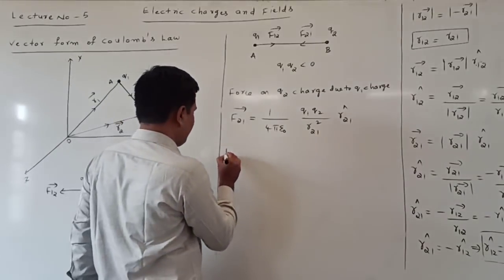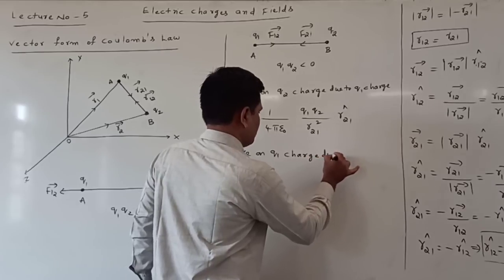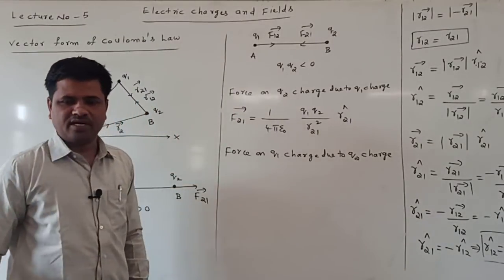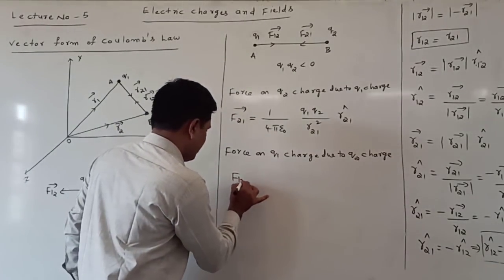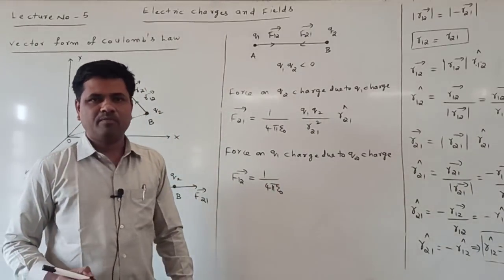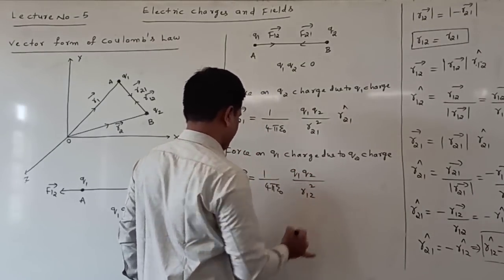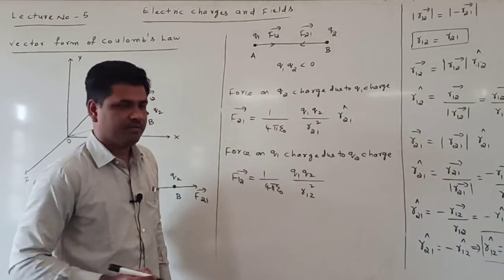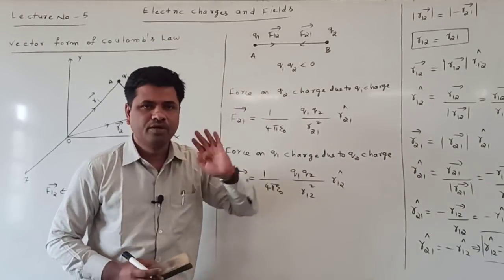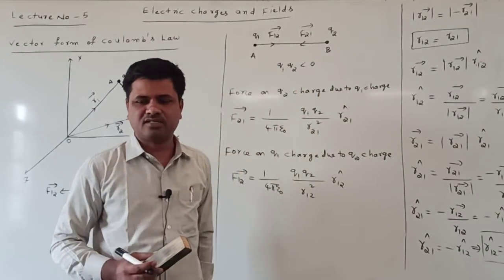Now next I am writing the force on the Q1 charge due to the Q2 charge. That can be written as F12 bar is equal to 1 by 4 pi epsilon naught Q1 Q2 by r12 square into r12 cap. This is the force on the Q1 charge due to the Q2 charge. Here F21 bar is the force on the Q2 charge due to the Q1 charge.